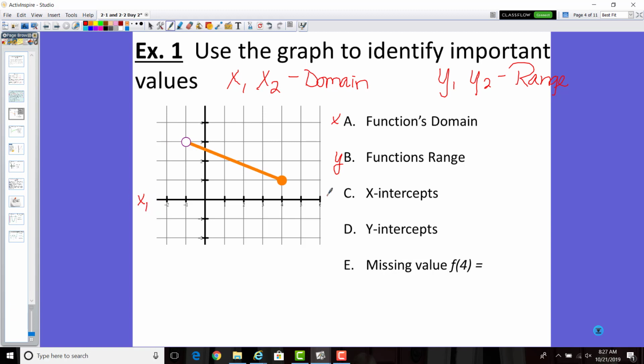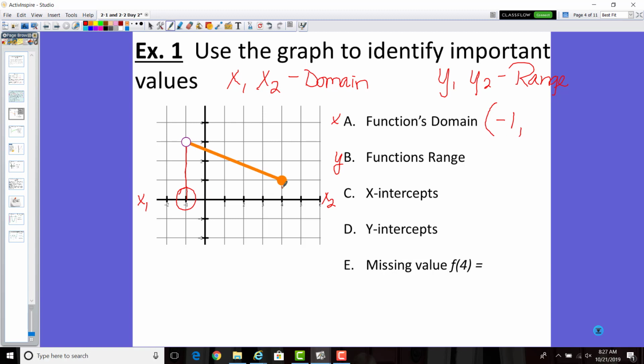Okay? So for my domain, I'm looking at my x's. This would be x1 region, this would be x2 region. We always start with x1. So since this is my ordered pair, that is the first x value that has a point on this line segment. However, because that is an open circle, we are going to put a parenthesis in front of it. That is saying that the x value of -1 is not part of my domain, but everything greater than that will be.